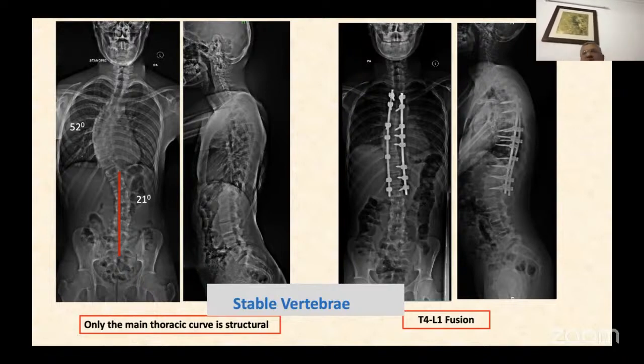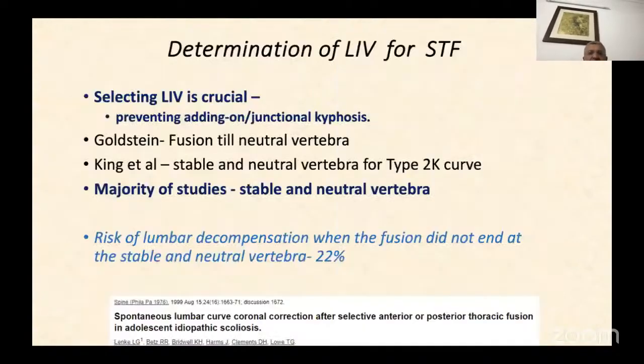Whenever you are doing a selective thoracic fusion in a classical case, this is not a classical case. This is basically a type 1A or 1B curve. But whenever you have a type 1C curve, where the curve is crossing across the midline, it's always safer to use a stable vertebra so that the complications are relatively lesser.